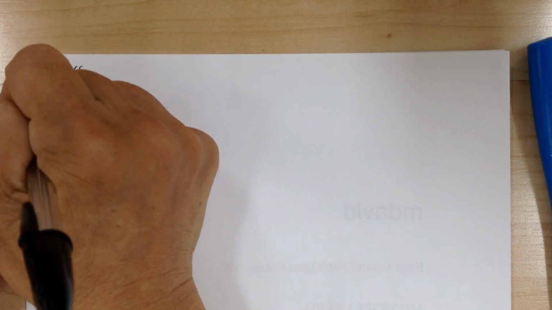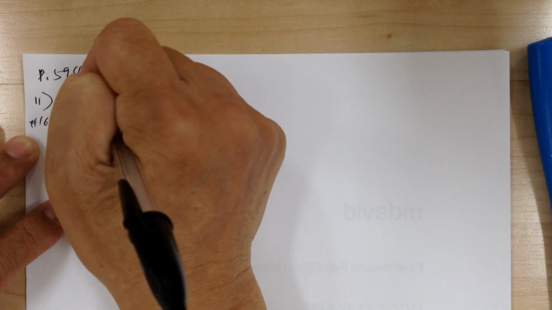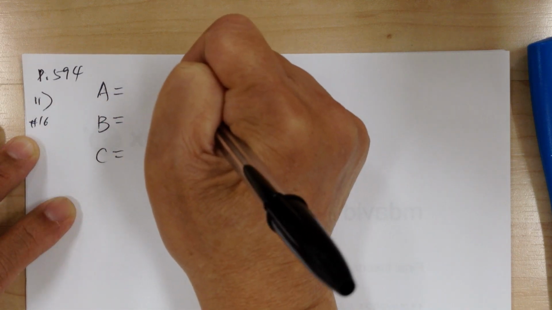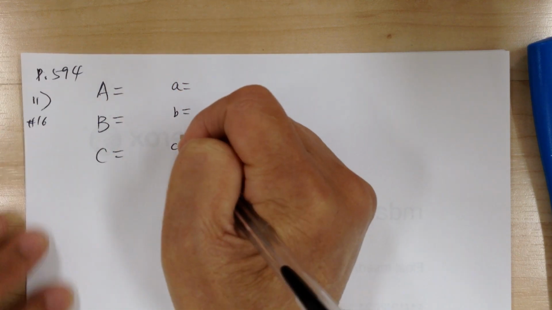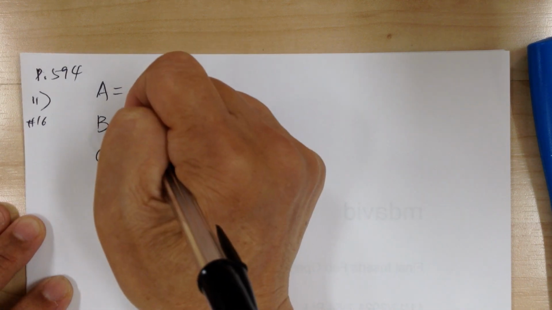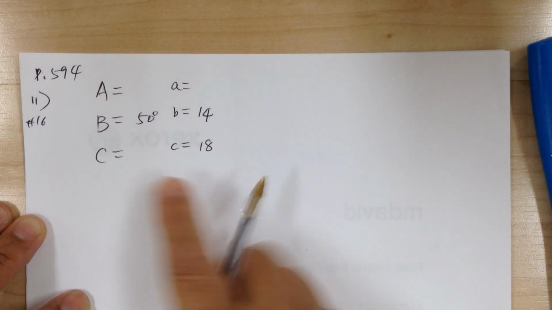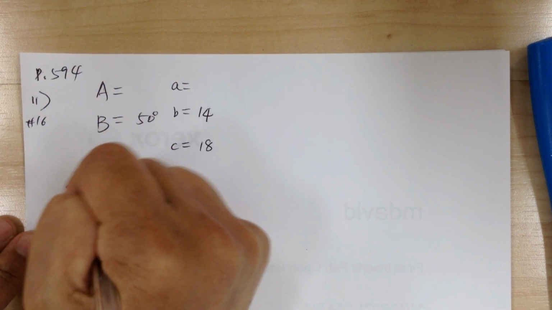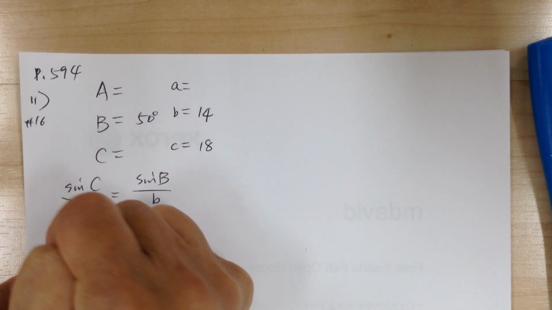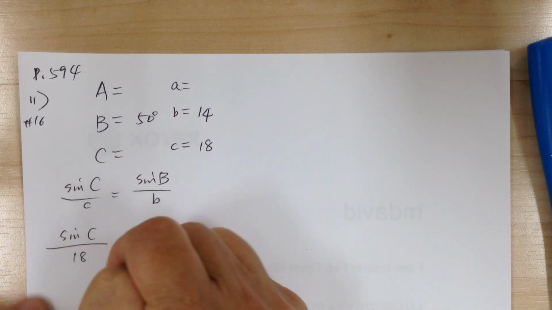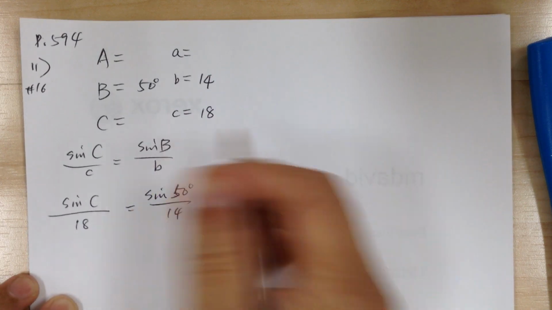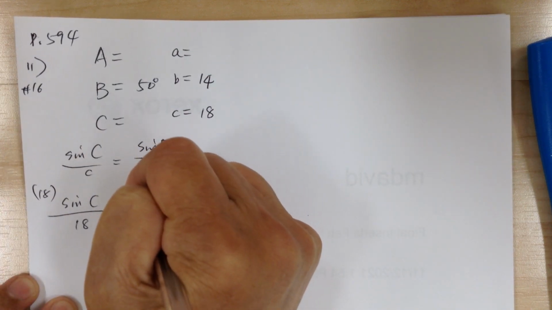Number 11 would be number 16 on the oral exercise. You have A, B, C, small a, small b, small c. So b equals 14, c equals 18, and angle B equals 50 degrees. We have to find C first. So you go sine C over c equals sine B over b. Substitute: sine of 50 degrees over 14, multiplied by 18 on both sides.